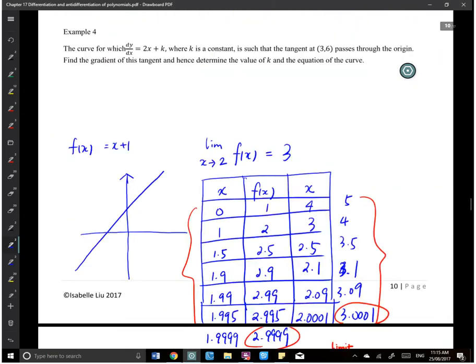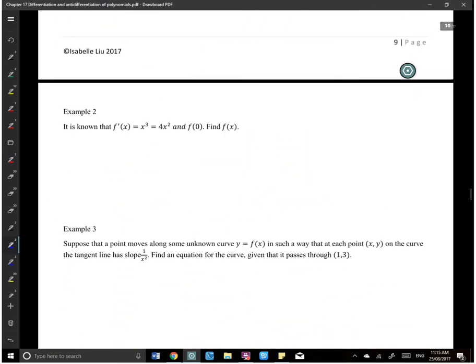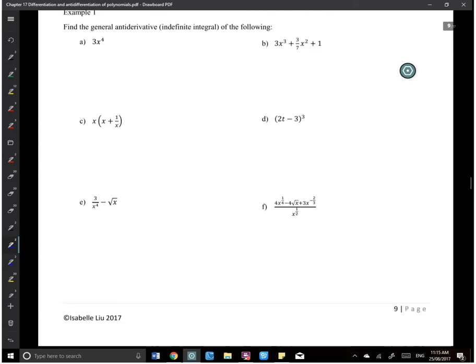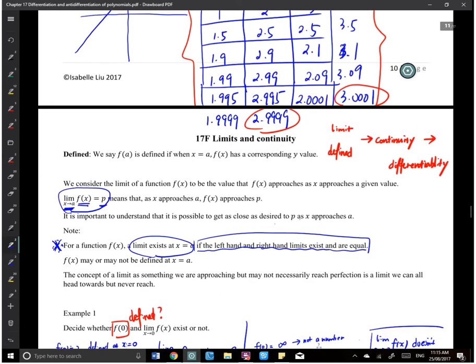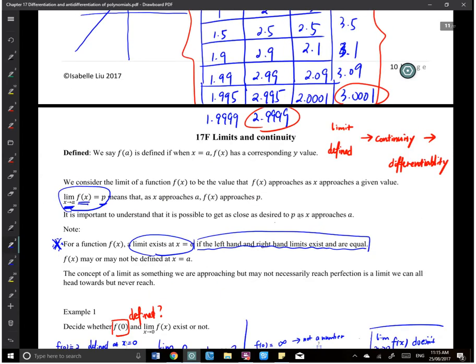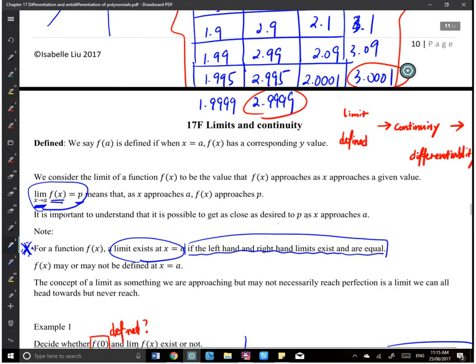Alright, so what we learned yesterday is we started from this exercise, 17F. And we learned three definitions: limit, defined, and continuity. Have a think about what is limit. It's a very important definition here.